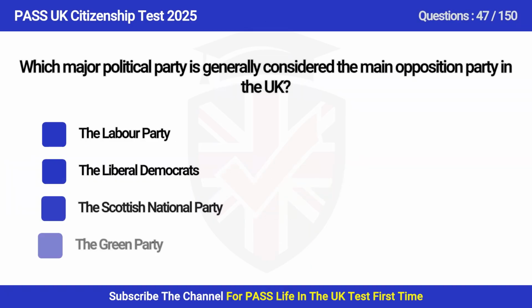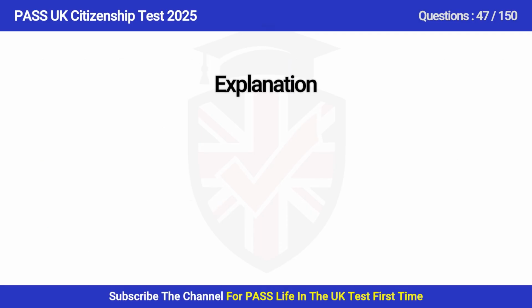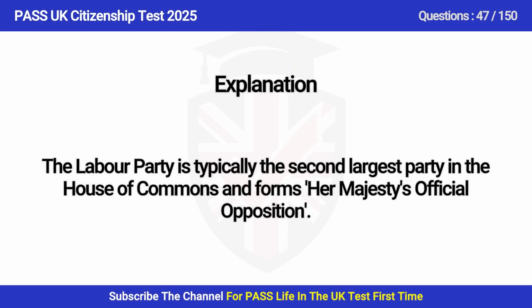Question 47. Which major political party is generally considered the main opposition party in the UK? A. The Labour Party, B. The Liberal Democrats, C. The Scottish National Party, D. The Green Party. Answer is A. The Labour Party. The Labour Party is typically the second largest party in the House of Commons and forms Her Majesty's official opposition.